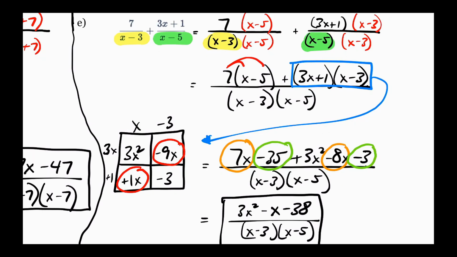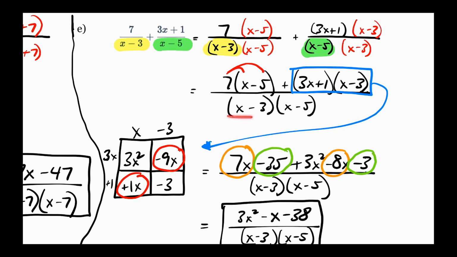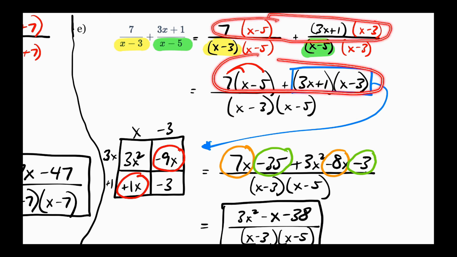So for letter E, step 1, common denominators. So this one needed an x minus 5. This one needed an x minus 3. So that's my common denominator. And then I rewrote everything on top. I wrote it right here.